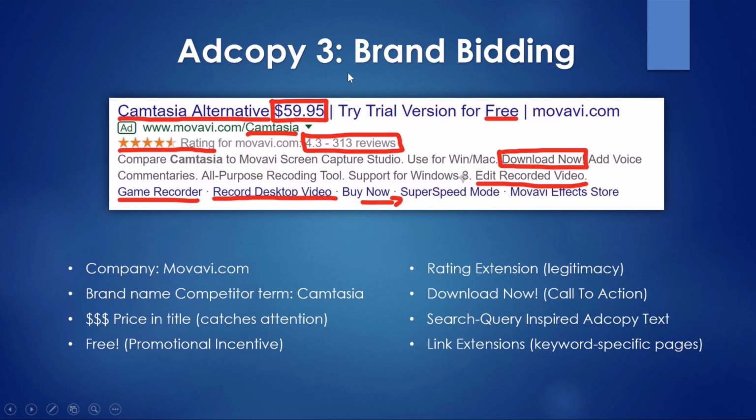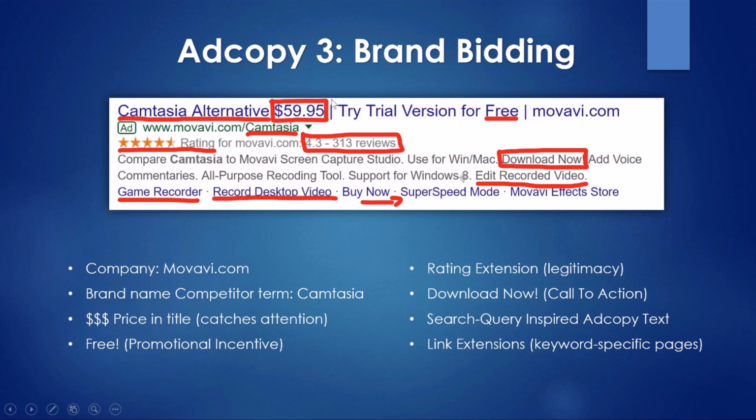Now, the third one we're going to look at is brand bidding. This one I was actually looking at when I typed in Camtasia, which is a screen recording software that I'm currently using. And you can see that this is a very, very well done professional ad. The company itself is Mauve Avi, which is a competitor to Camtasia. So what they did is they did Camtasia alternative, and then compare Camtasia. So they're still brand bidding, but they're brand bidding as an alternative to the competition.